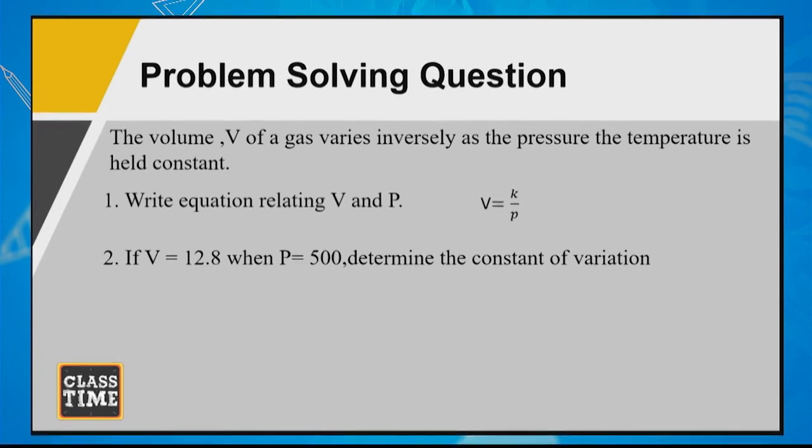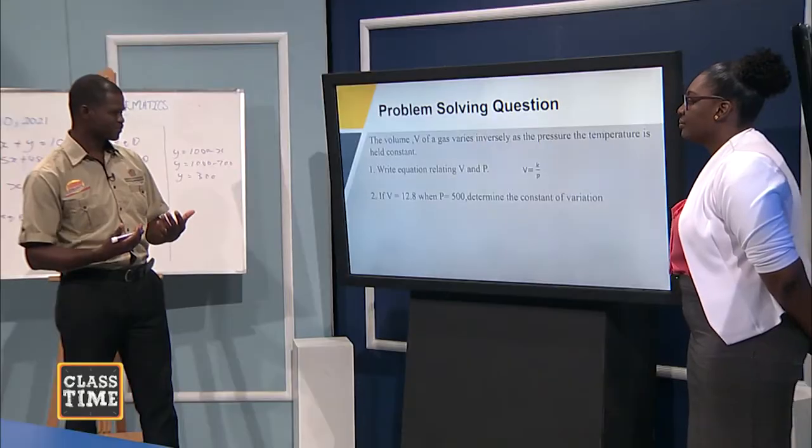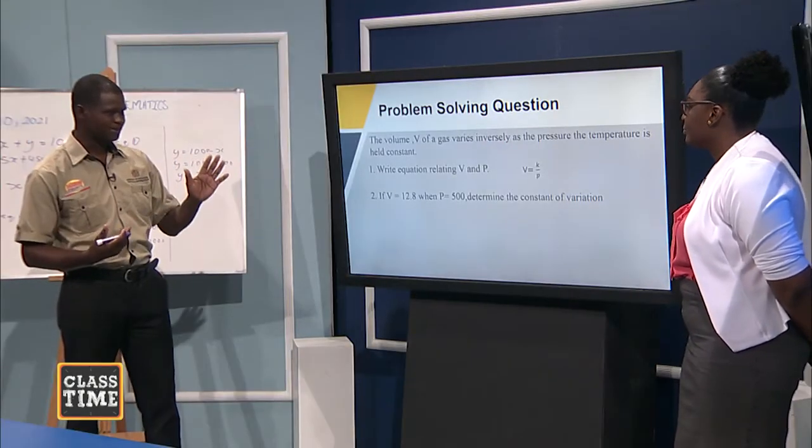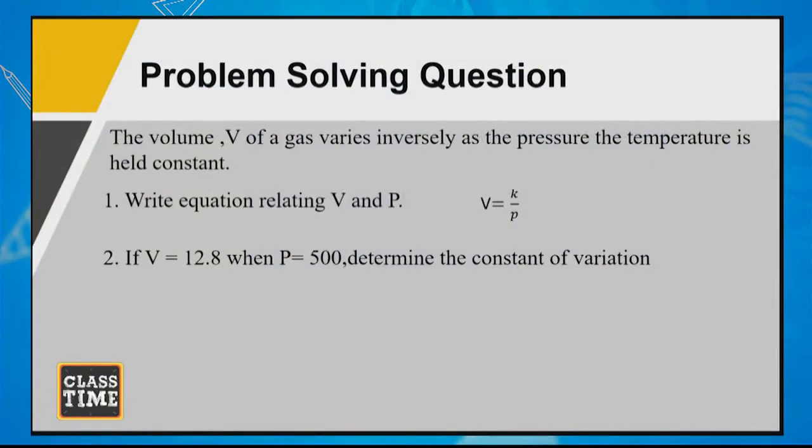All right, so part 2 of the question says, if V is equal to 12.8 when P is 500, determine the constant of variation. Now, constant of variation, what is that? And how do I identify that from the equation that I wrote? Right, so from our equation, our constant of variation would be that K. That is what the equation is changed by, whether it is a positive number or a fractional number, and it will determine how the change happens.